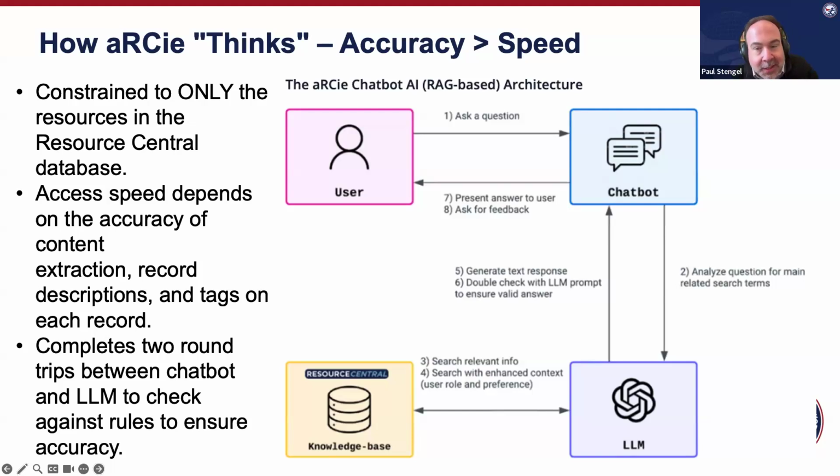RC's technology is based on a retrieval augmented generation architecture. This means that it combines the strengths of retrieval-based models with generative models to improve the accuracy and relevancy of generative text. So it is constrained to only the resources in Resource Central database. Access speed depends on the accuracy of the content extracted, record descriptions, and tags on each record, and it completes 2 round trips between the chatbot and the LLM to check against rules and ensure accuracy.